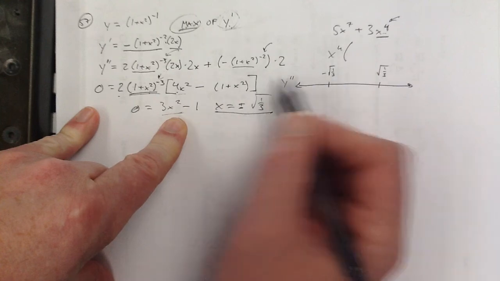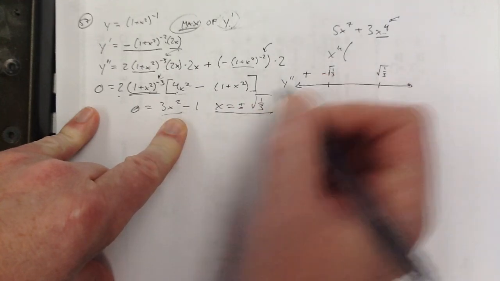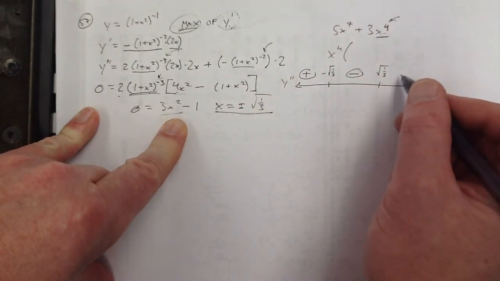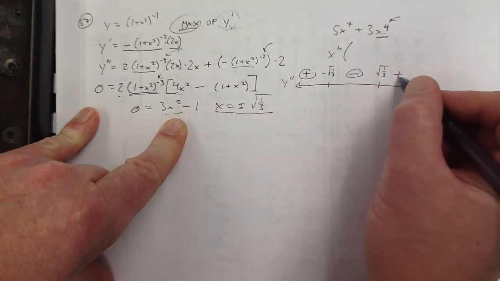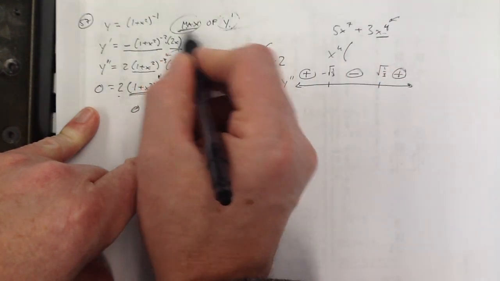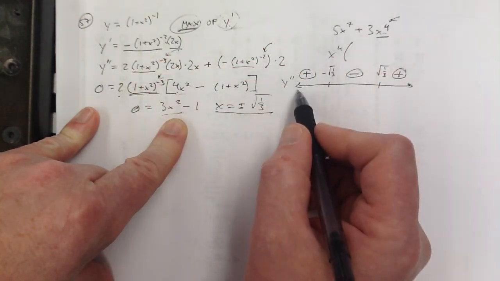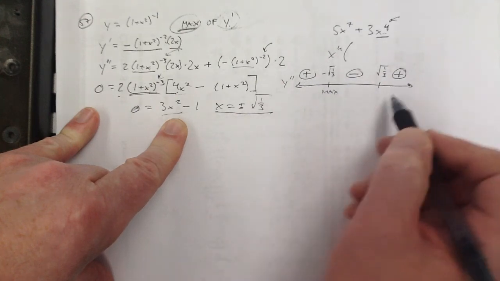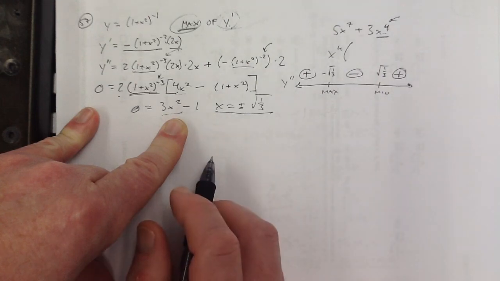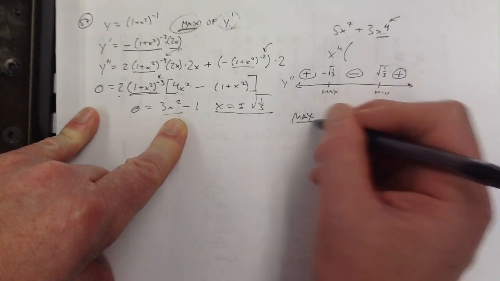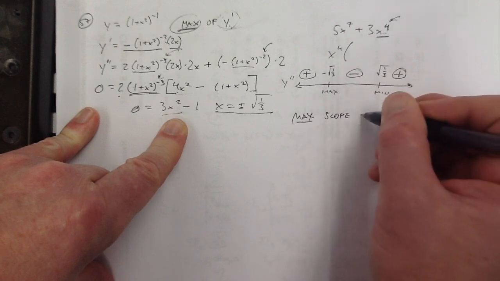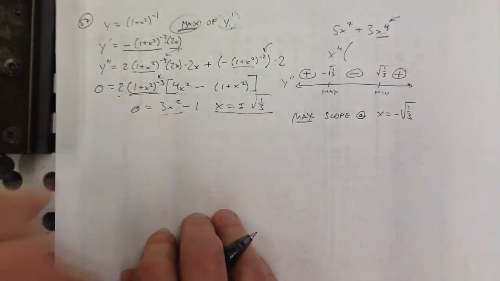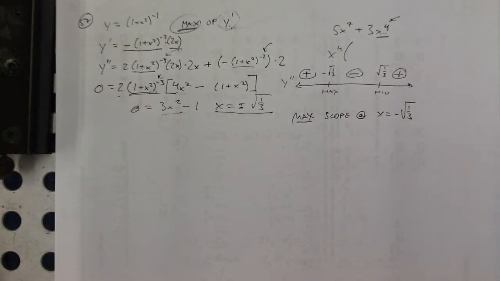So if I plug in -1, that's positive. If I plug in 0, it's negative. And then if I plug in 1, it's positive again. So I'm looking for a maximum. That is going to happen when the derivative goes from positive to negative. So this is the max, and this is the minimum. So max slope at x equals negative square root of 1/3.